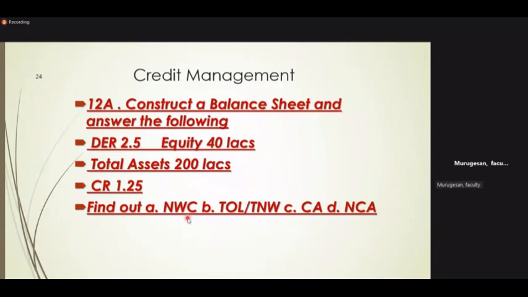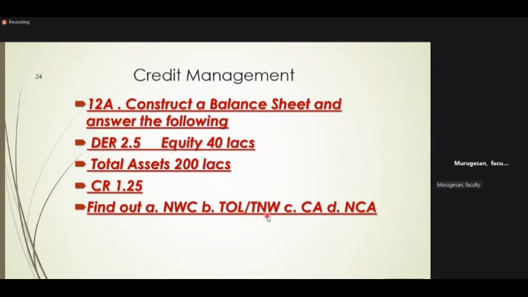NWC, how much? Now, can anyone tell what is NWC in this example? Yes, tell me. What is NWC? 15, very good. Have you got 15? 75 minus 60. Current assets minus current liability, 15. Very good. Now, next question.